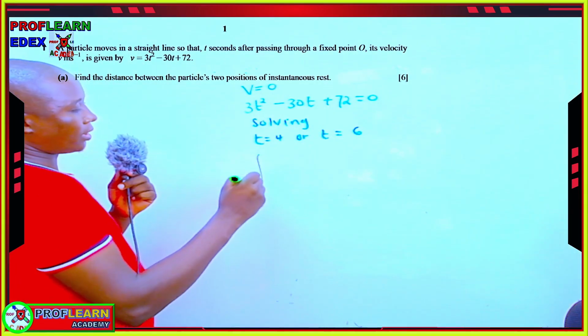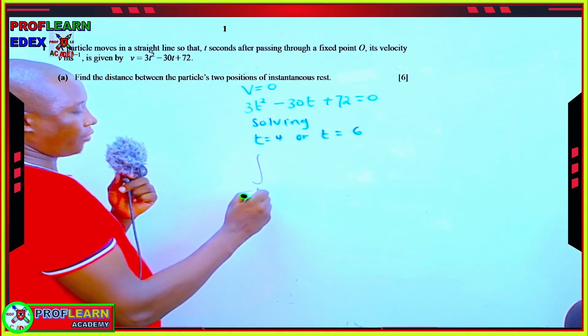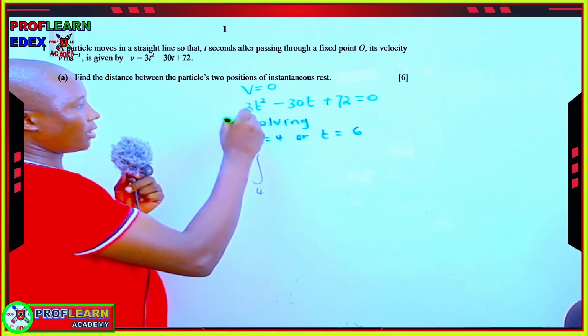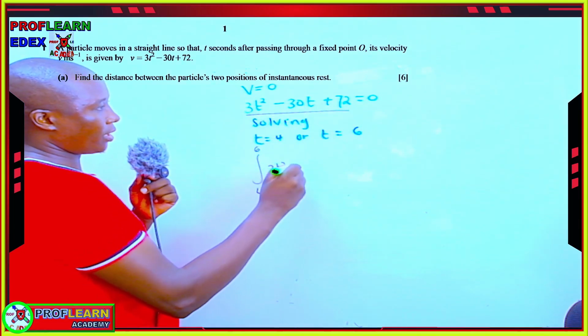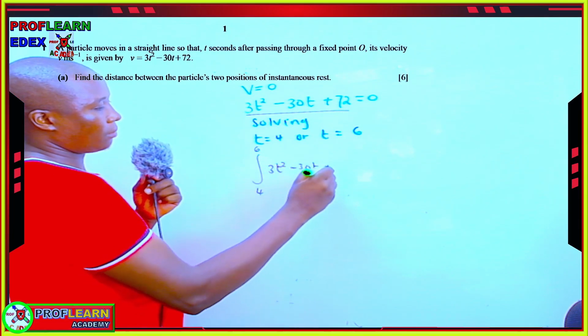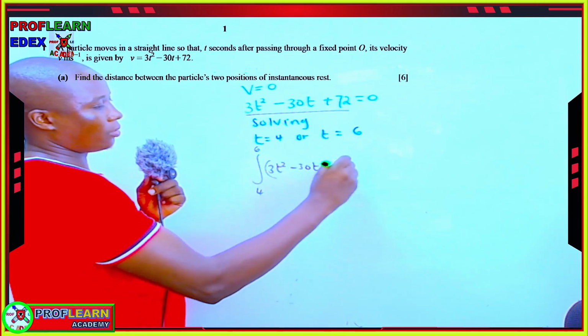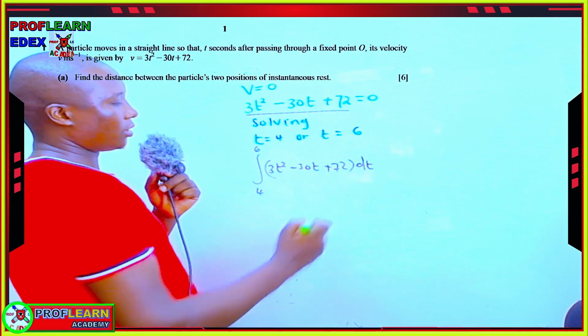We're going to integrate from 4 all the way to 6 this velocity equation, which is 3t² − 30t + 72, and we are integrating with respect to t.